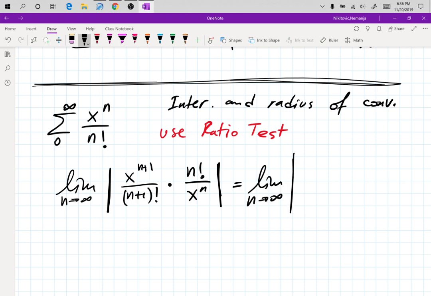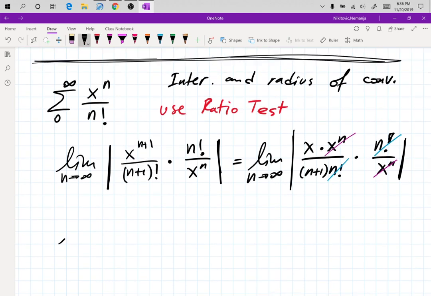Let's peel. So we have x times x to the n divided by n plus 1 to the n times n factorial, times n factorial divided by x to the n. Perfect. X to the n, dead. Let's go blue. Factorial n factorial, dead. And what I get now is the limit n goes to infinity of absolute x divided by n plus 1.